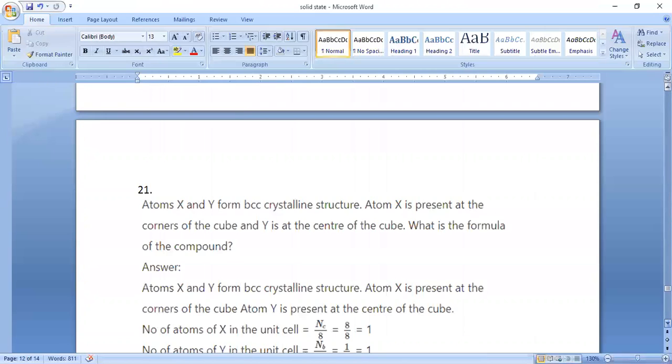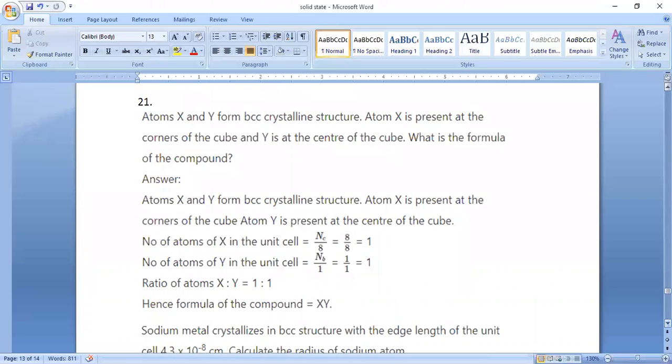So next, question number 21. Atoms X and Y form a BCC crystalline type. Atom X is present only at the corner, and Y is present at the center of the cube. So what is the formula of the compound they are asking? The number of atoms of X in the unit cell: X is present at the corner, so N is the number of atoms, 8 divided by 8. So we are getting 1.